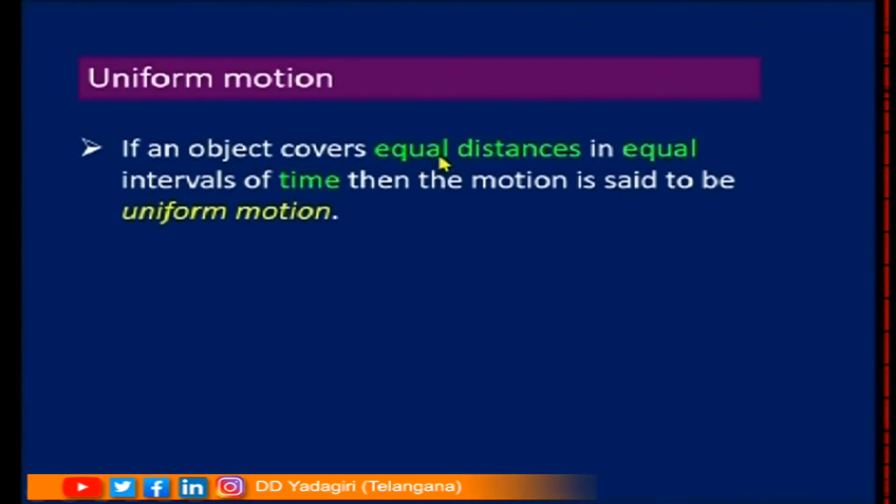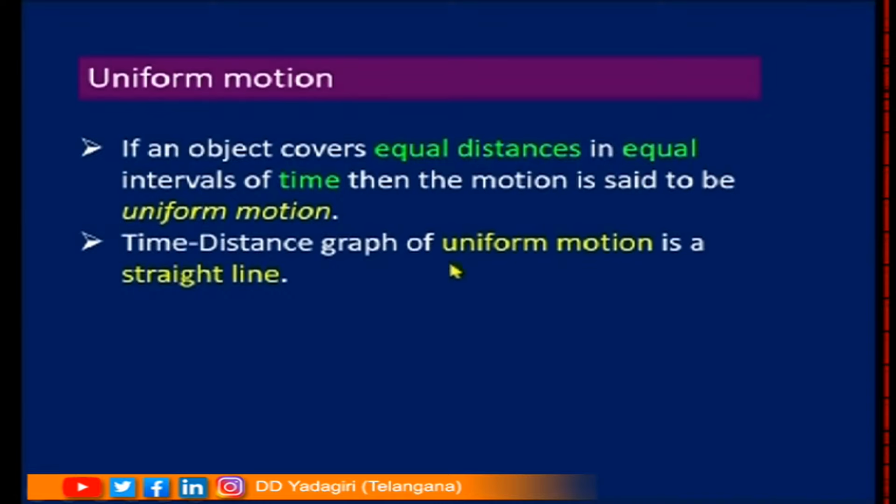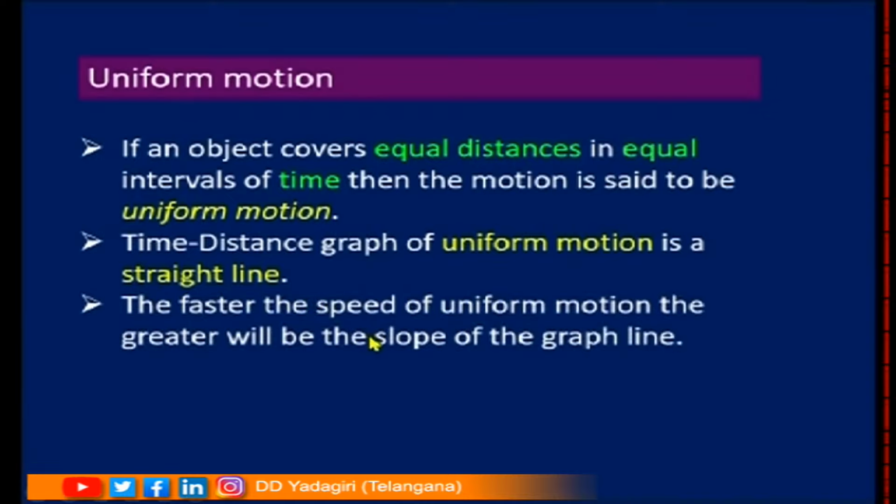If any object covers equal distance in equal time intervals, then the motion is said to be uniform motion. Here Swati has uniform motion. The time-distance graph of uniform motion is a straight line. And the faster the speed of uniform motion, the greater will be the slope of the graph line. What is this third point? Once again, the faster the speed of uniform motion, the greater will be the slope of the graph line.